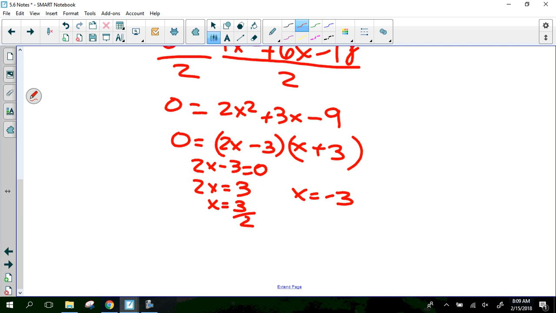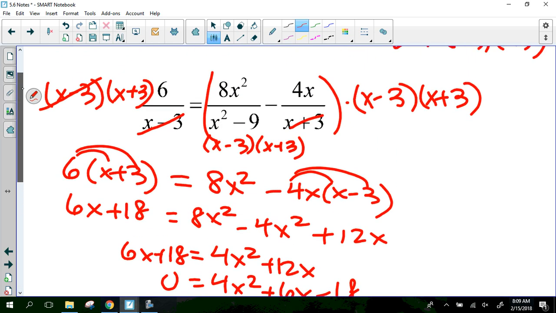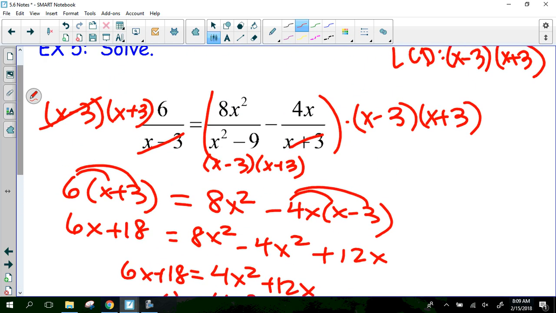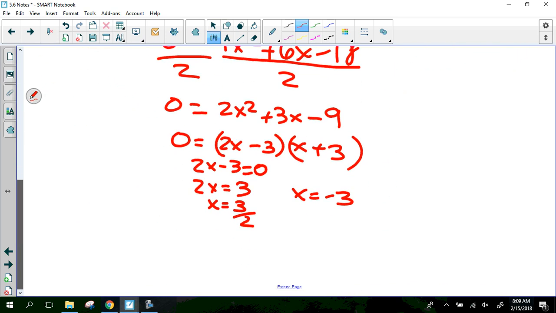Okay, so now, whenever you're getting two answers, make sure you check for extraneous solutions. So go back up, 3 halves and negative 3 is what we have. So if I look at the original one, is 3 halves going to make any denominator 0? 3 halves, 1.5, any of those? What about negative 3? Yes, it'll make this one 0 and that one 0. So that's an extraneous solution, and then cancel that one out, and 3 halves is my only solution.